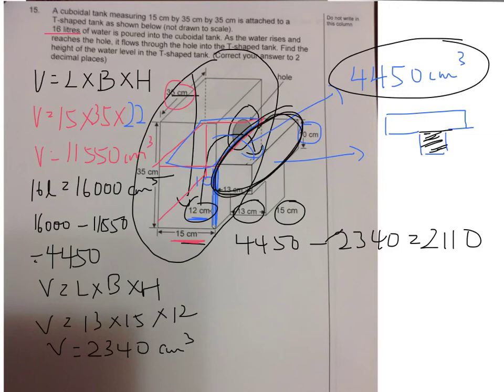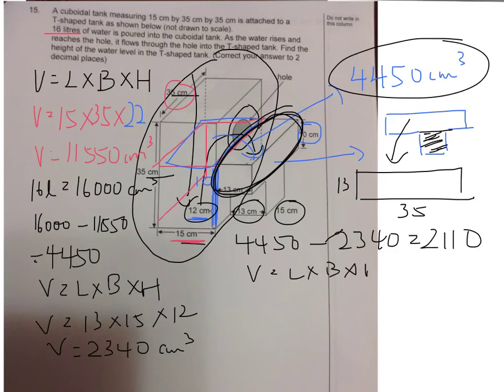So now let's look at the T-shaped tank on the upper part. That means this is the part. We know that the length is 35, the breadth is 13, so we need to find the height. So volume equals length times breadth times height. Volume is 2110. We know that the length is 35, the breadth is 13, so we need to find height.